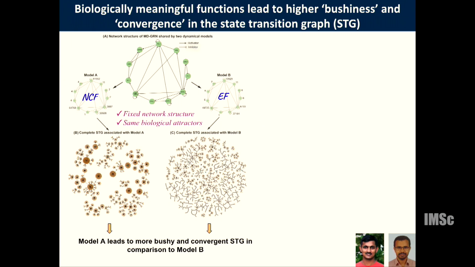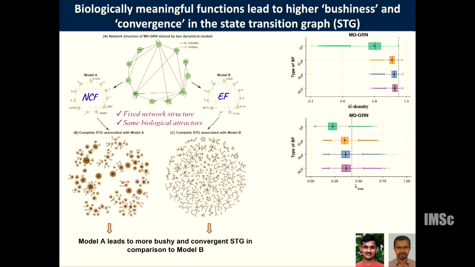And when you see this contrast in the state transition graph, you can imagine that the dynamics could be very different as well, although you have the same attractors. And what we show is that using 2 quantities, which I don't want to define here, G density and a convergence rate, when you go for these biologically meaningful functions, that is NCFs, you have an increase in both bushiness and convergence rate.